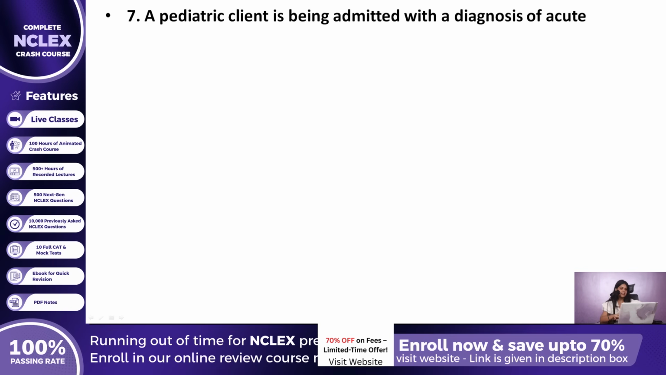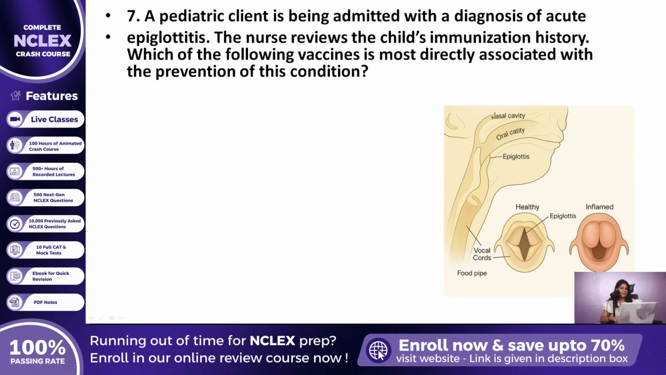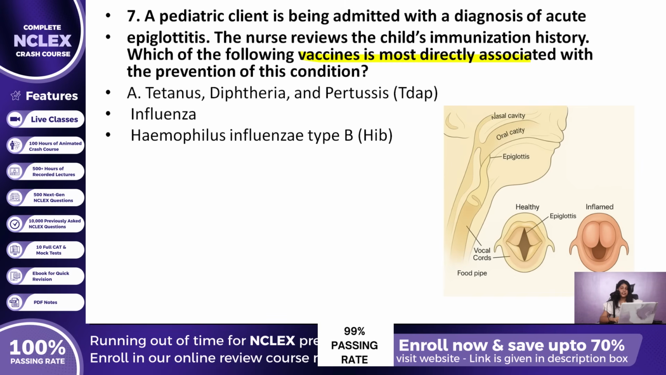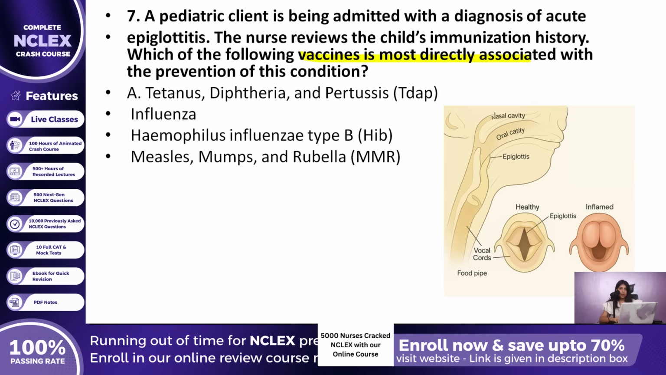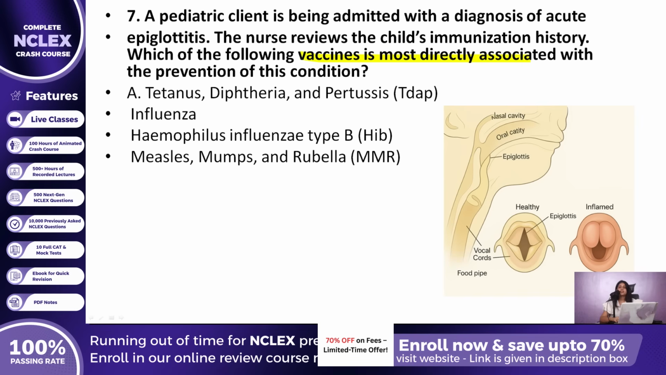A pediatric client is admitted with acute epiglottitis, and the nurse reviews the child's immunization history. Which vaccine most directly prevents this condition? The options are: A. Tetanus, diphtheria, and pertussis, Tdap. B. Influenza. C. Haemophilus influenzae type B, Hib. And D. Measles, mumps, and rubella, MMR. The correct answer is C.